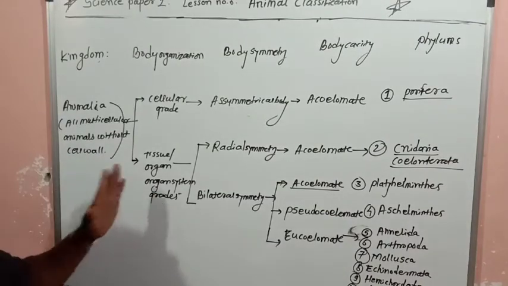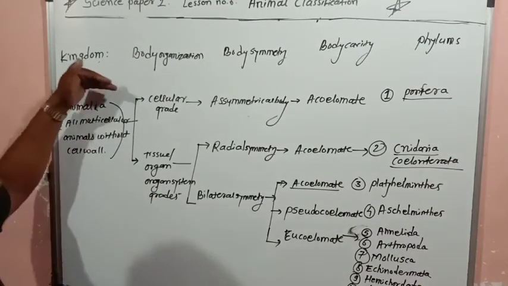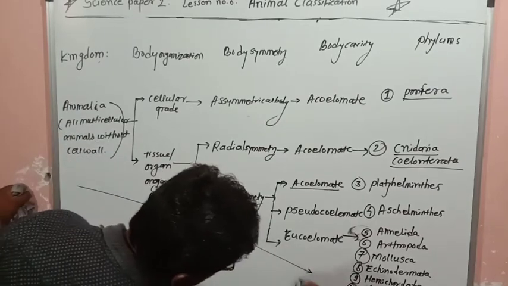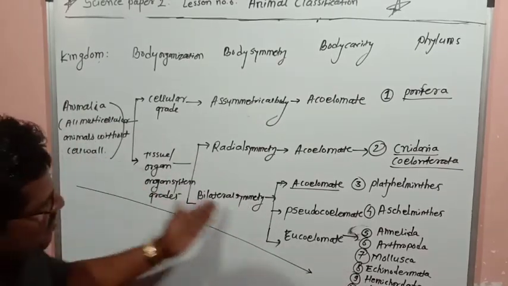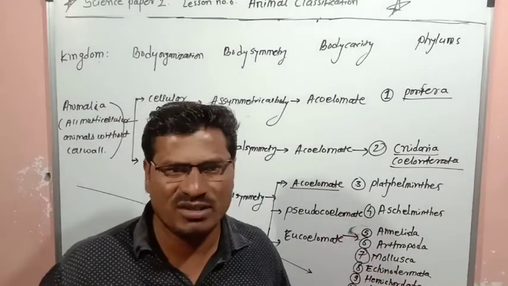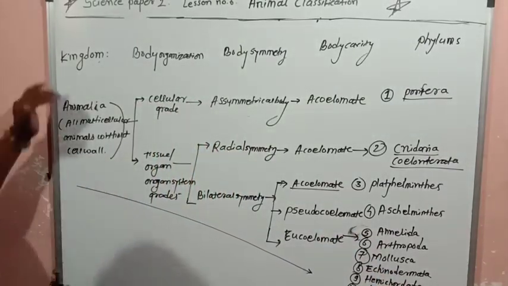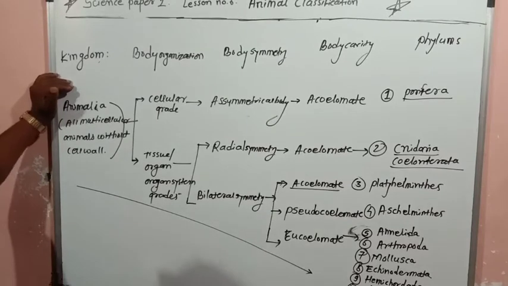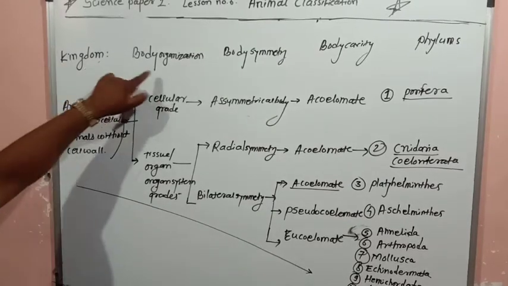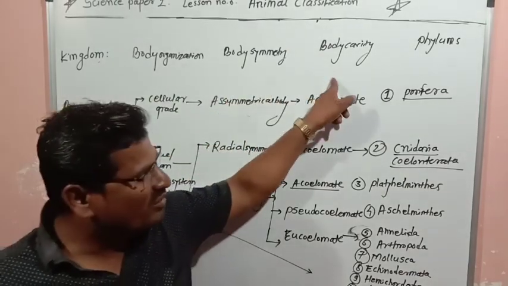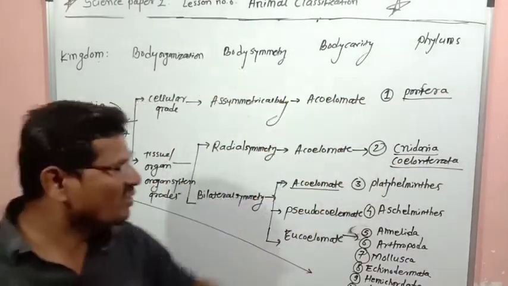So according to this you have to remember, and if you remember it this way, you are going to classify the living organisms or animals. One more time we'll see which points you have to consider: kingdom, body organization, body symmetry, body cavity, and phyla.